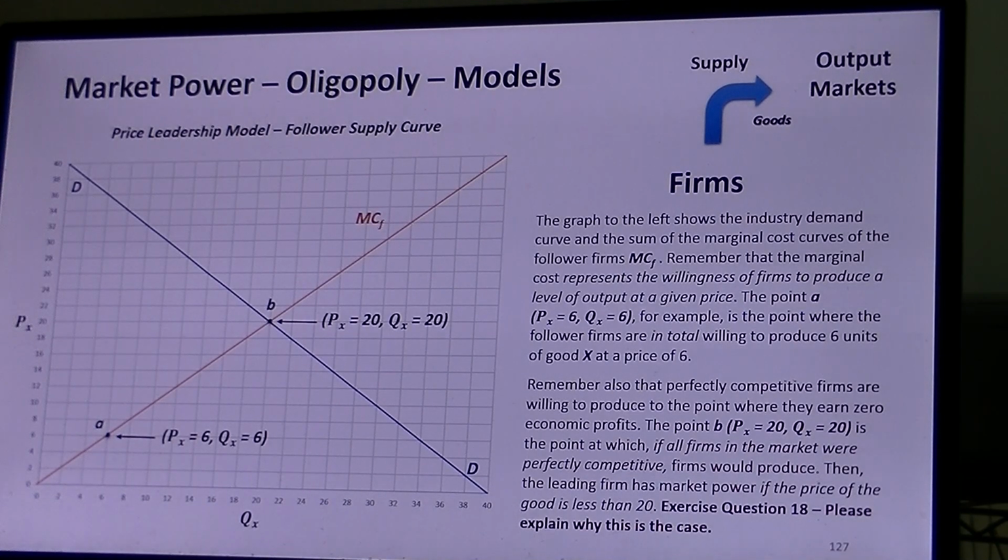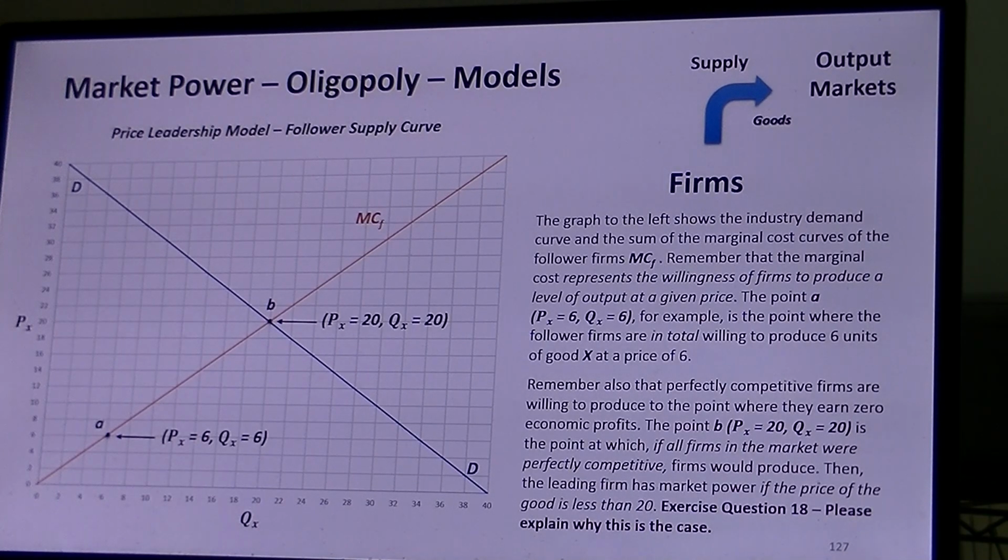What's also interesting here is that that would be a perfectly competitive outcome. And what we're going to see is an outcome where the market price is actually less than 20. So here the leading firm has market power if the price of the good is less than 20. Now that may seem very hard to understand at first. You're probably looking at this and saying, what do you mean?